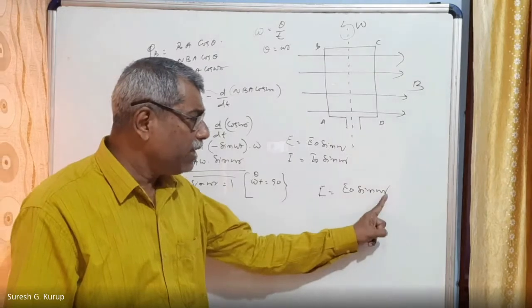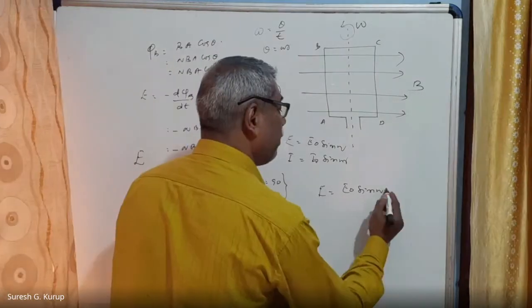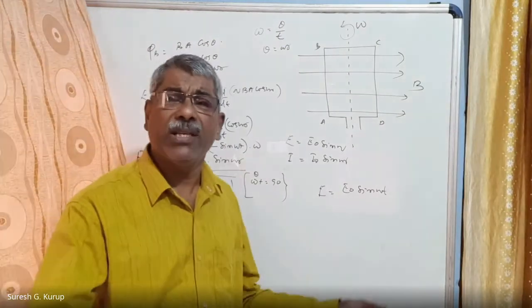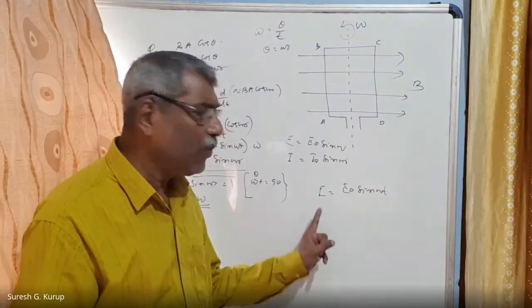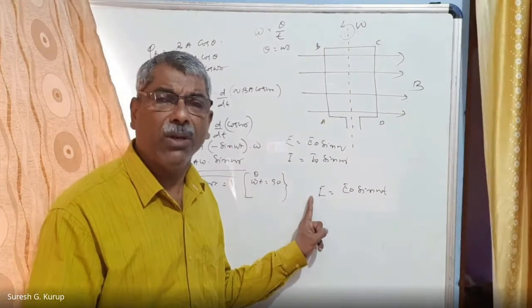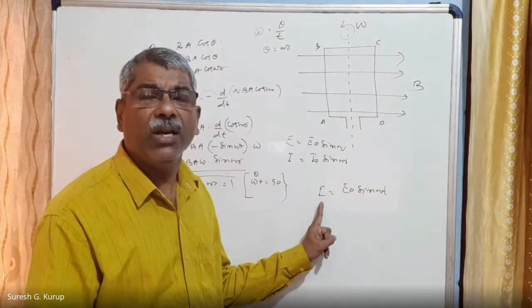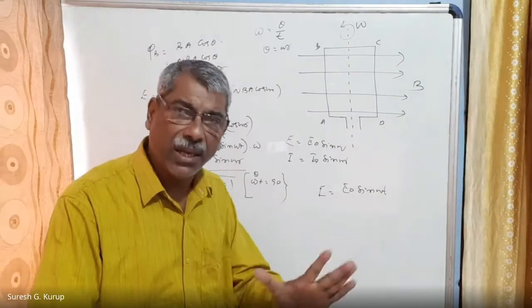That means at any instant t, omega t, I'm writing clearly, at any instant of time, t is equal to any time, 1 millisecond, 2 milliseconds, 3 milliseconds, etc. What is the value of EMF in the coil? That is given by this equation. So this equation is called the equation for instantaneous EMF.